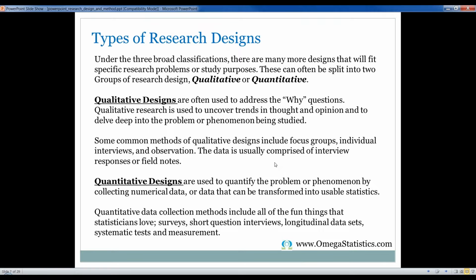Okay. Then there's quantitative designs. Okay, and they're used to quantify the problem, and you will collect your numerical data, or you will collect maybe some data and you transform it into numbers so that you can run some actual statistical tests. Quantitative data collection methods include all of the fun things the statisticians love. So we would use surveys, maybe short question interviews, big, huge longitudinal data sets, sometimes systematic tests and measurements. Maybe if you're running a clinical trial, you're checking cholesterol levels, things like that. That's quantitative measurements, things that you've measured and you assign numbers to, basically.